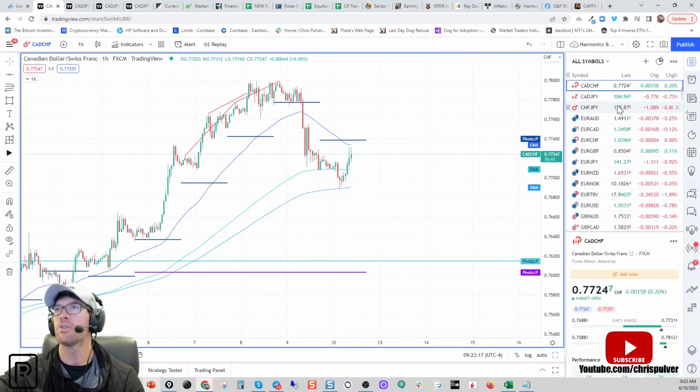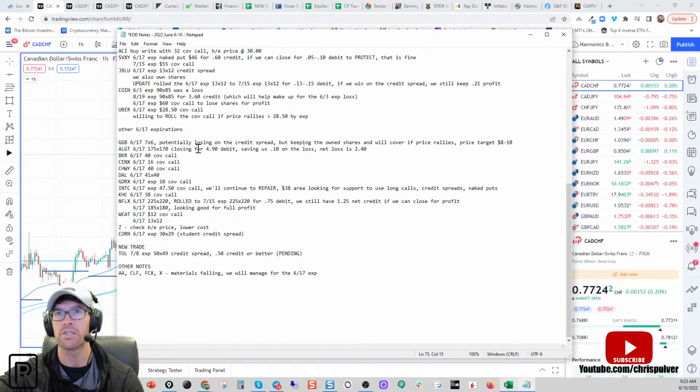Okay. Any other currencies you'd like me to take a look at? Any stocks? I have a whole list of them. And here are some notes. We're going to review this today in class. We might be looking at rolling out some credit spreads, repairing some covered calls, watching to see how things go today.